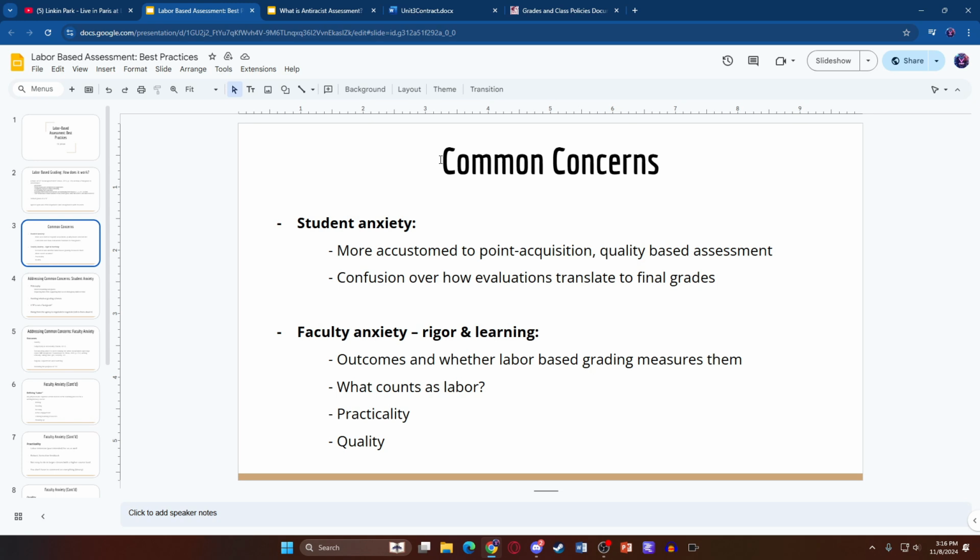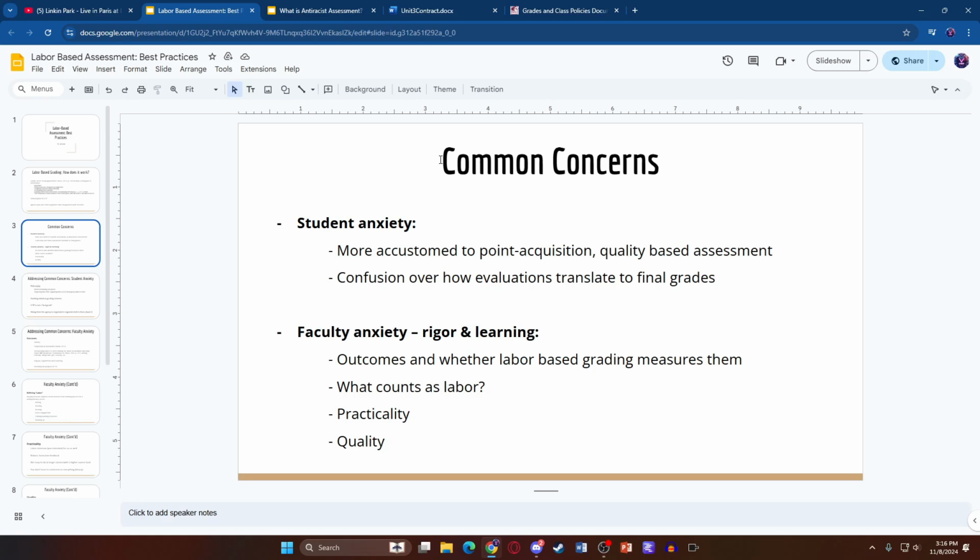They may express confusion over how evaluations then translate to final grades. And then, of course, from the instructor side, you have anxiety surrounding rigor, as well as learning. So instructors tend to ask, well, what about learning outcomes? And does labor-based grading actually measure them? That issue of validity that Dr. Daniel mentioned before. Then there's the issue of how do we determine labor?